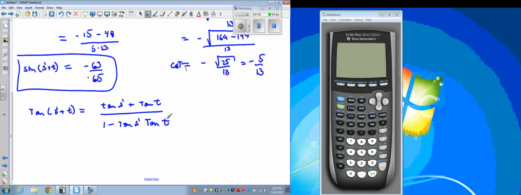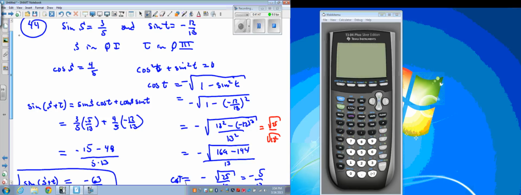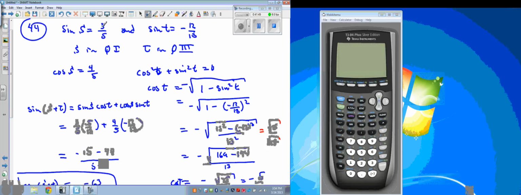Maybe we should figure out what tangent is. The tangent on this thing is sine over cosine, so it's 3/4, isn't it? It's 3/5 over 4/5, sine over cosine, which is 3/4, isn't it? Yeah, 3/4. Yeah, 15, 20.